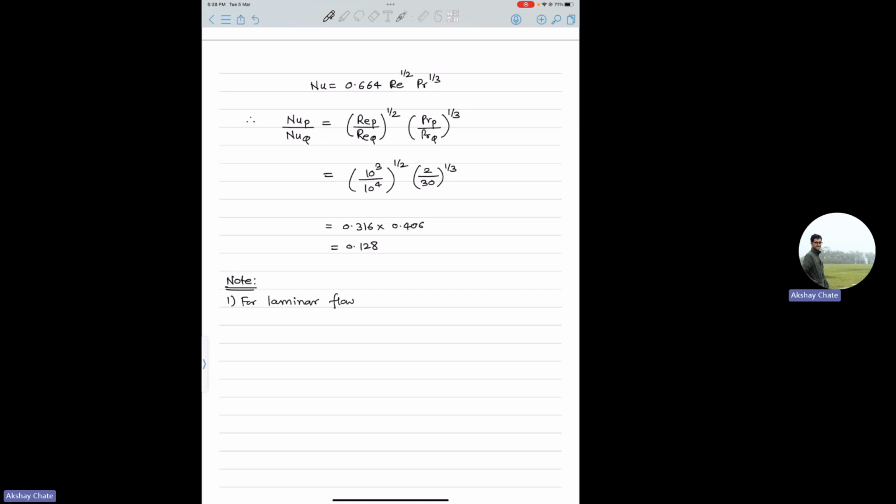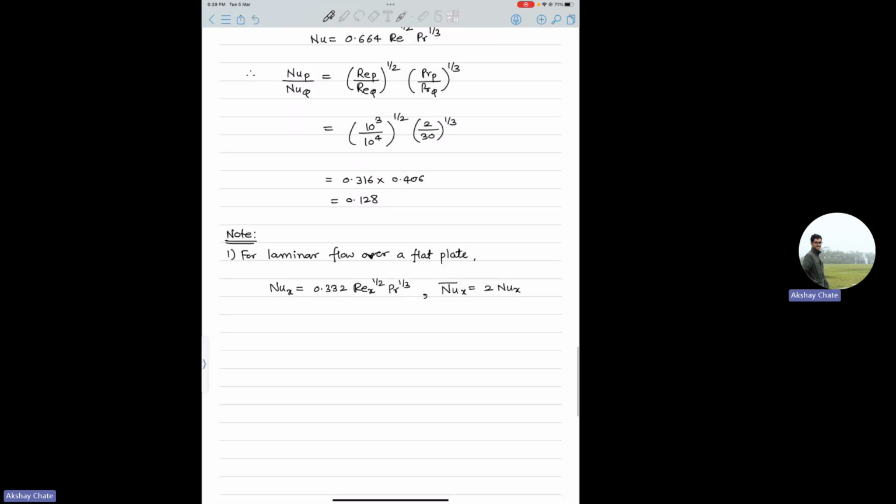for laminar flow over a flat plate, the Nusselt number at any location x is 0.332 Re_x to the power 1/2, Prandtl number to the power 1/3, and your average Nusselt number till that point will be twice your local Nusselt number. Then your skin friction coefficient is 0.664 by root Re_x, and your average skin friction coefficient is 2 times the local skin friction.